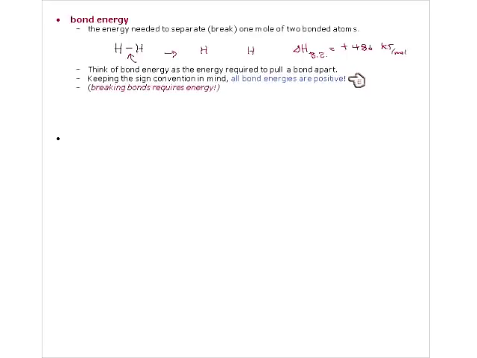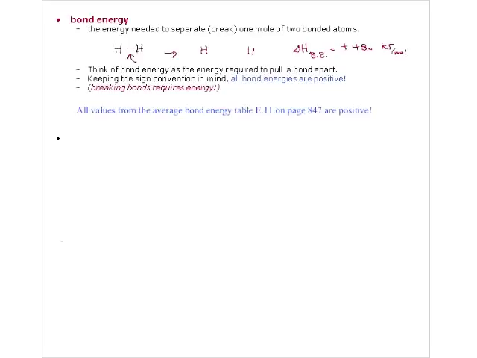All bond energies are positive. The idea behind that is breaking bonds requires energy. So we're looking at this and saying, okay, if we can tabulate the amount of energy it takes to break specific bonds, then this is easy.